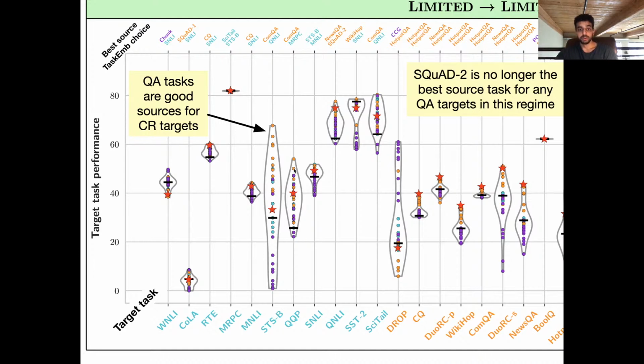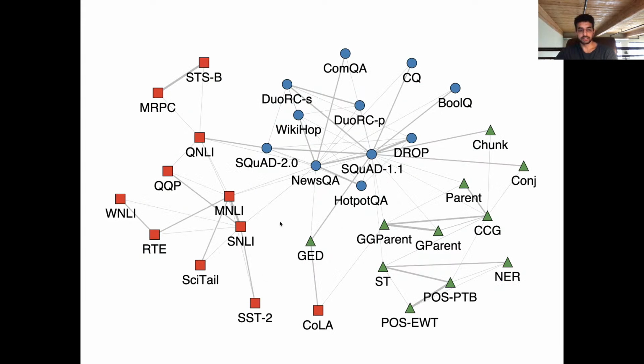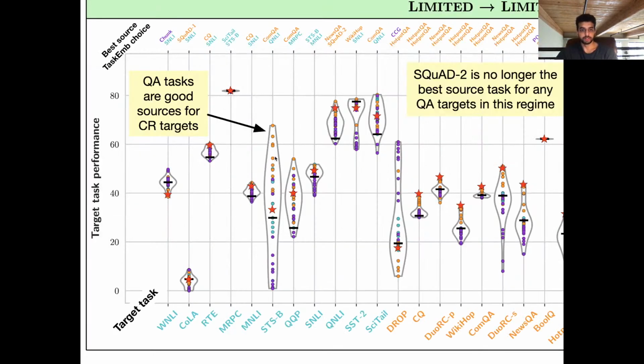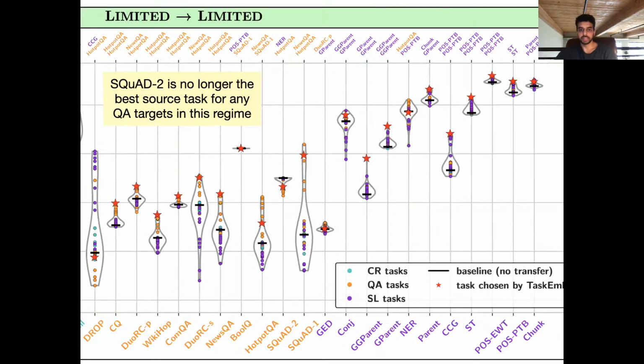The star here represents the task that is chosen by the task embedding. So you can see that the task embedding method, the closest task in the space, does give you some boost over the baseline, but it's very far away from the best task, right? And that kind of makes sense, because for this particular task, STSB, the QA data sets are not as closely tied to it as some of these other classification tasks. So there's still a lot of work that needs to be done and a lot of room for improvement to take full advantage of the other labeled data sets.